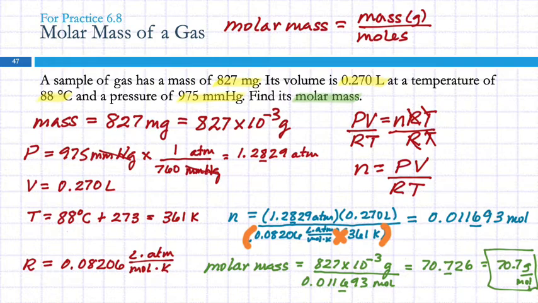So 70.7 grams per mole. Is that a reasonable molar mass? Like, I don't know. What's unreasonable? What if I got 0.5? Can anything have a molar mass of 0.5?